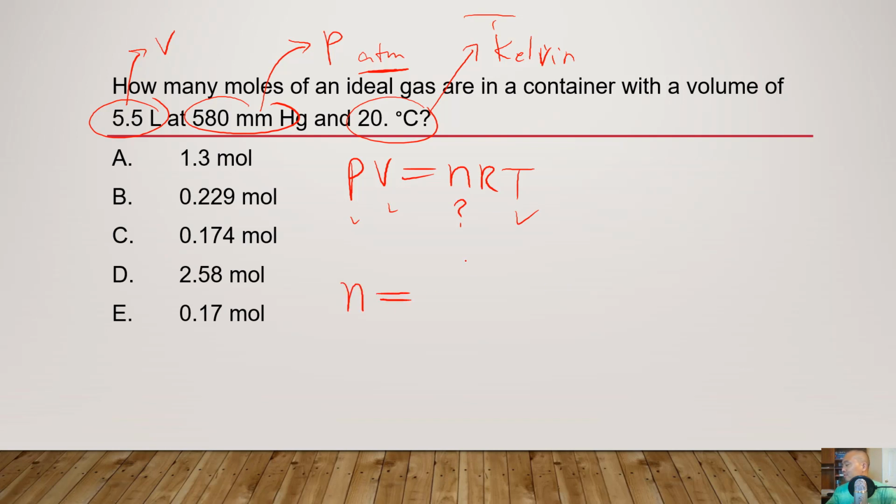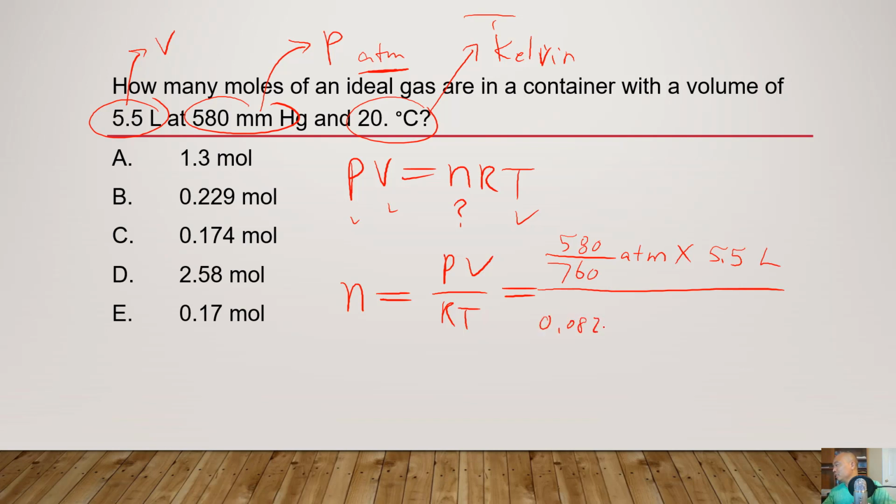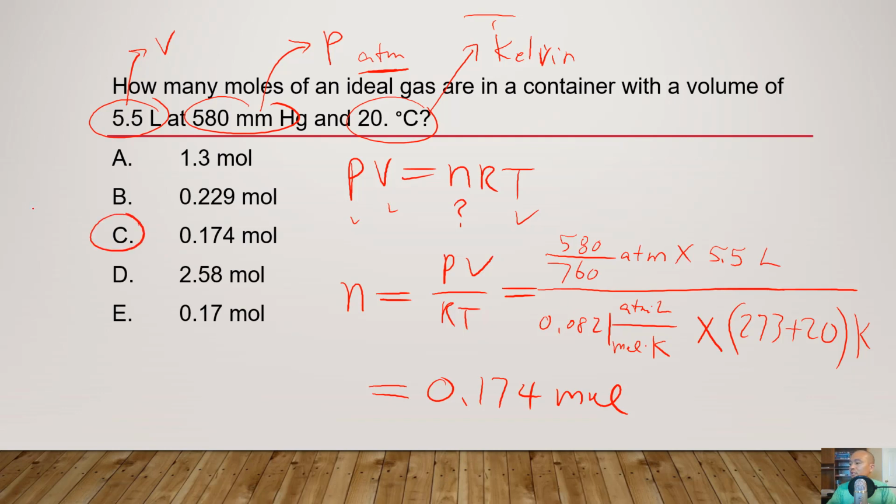So n is PV over RT. P is 580 millimeter mercury. Remember, 1 atm is 760 millimeter mercury. So 580 divided by 760 gives us atm as the unit. V is in the correct unit, 5.2 liter, divided by 0.082 atm liter per mole per K, times temperature. Temperature will be 273 plus 20 degrees C. This will convert to Kelvin. After we do the calculation, the answer is 0.174 moles. C is the correct answer.